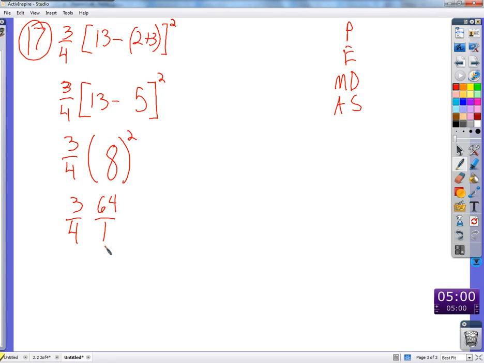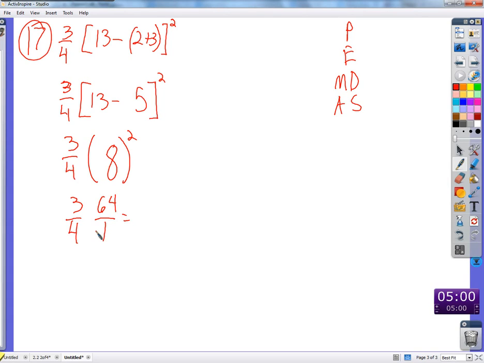Whenever I multiply fractions together, I always at least mentally put one of them over 1. If it's a whole number, I put it over 1 just so I know. Now we could multiply these together and get 192 over 4. But then we'd have to ask ourselves, can 192 over 4 be simplified? It would be a little bit easier if we back up to here.